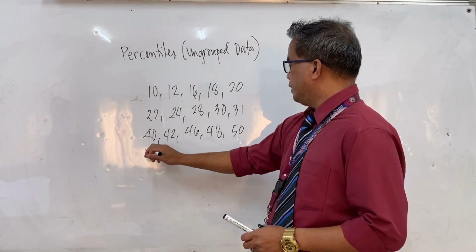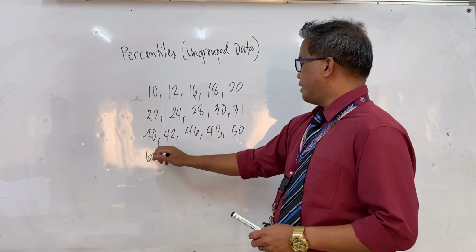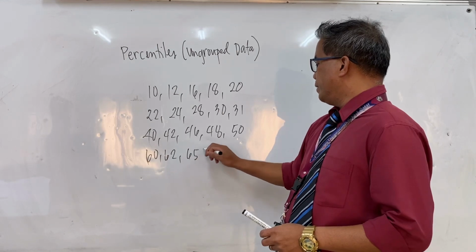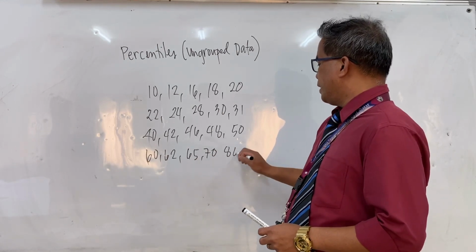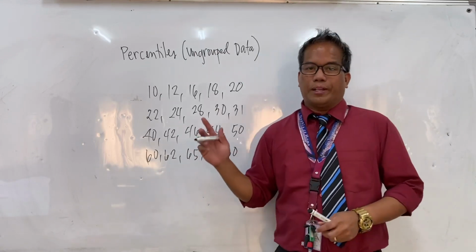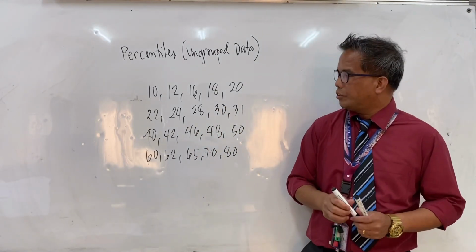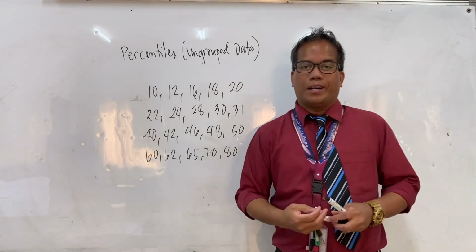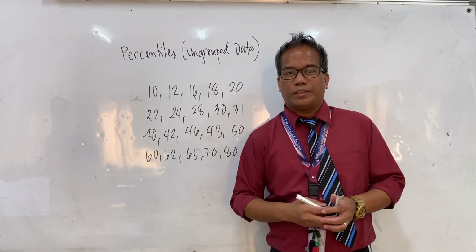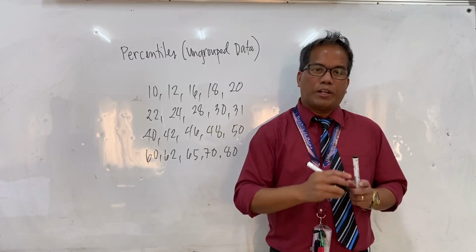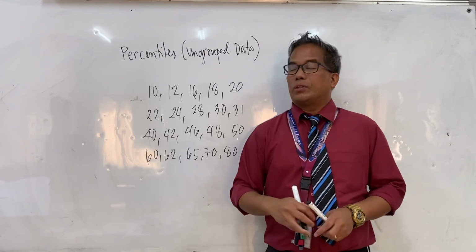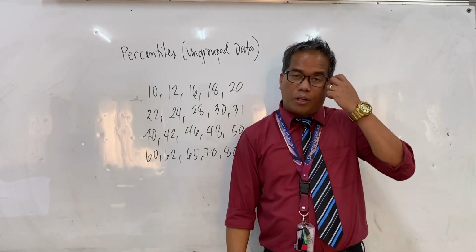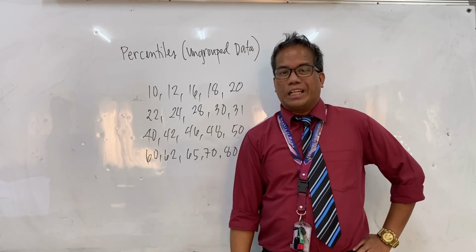And then 60, 62, 65, 70, 80. So for example, we have this sample data or observations. As you will notice, this is already arranged from smallest to biggest, or ascending order. That is one of the requirements. If we are going to use ungrouped data, we need to arrange the sample data or observations into ascending order.